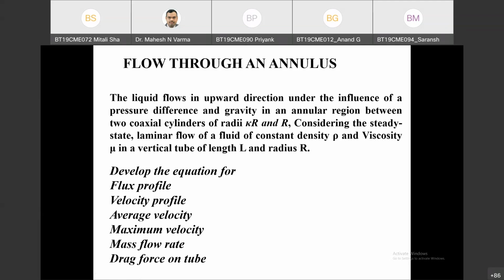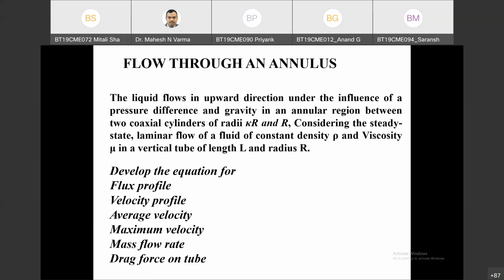Okay. So this is the problem we are going to discuss today. A liquid is flowing in upward direction. The previous problem was that gravity was supporting the direction of the flow. Here, in this direction, gravity is opposing the flow. As we are moving up, the potential head is increasing.